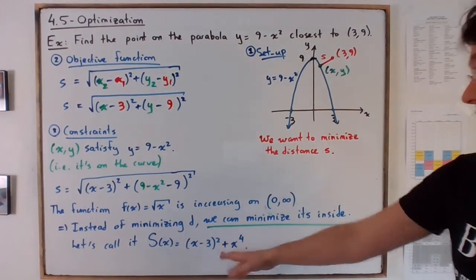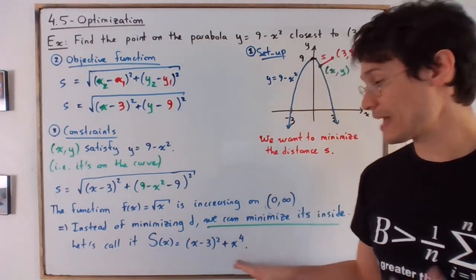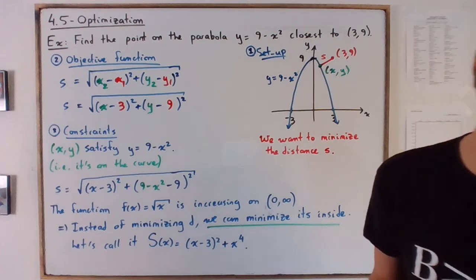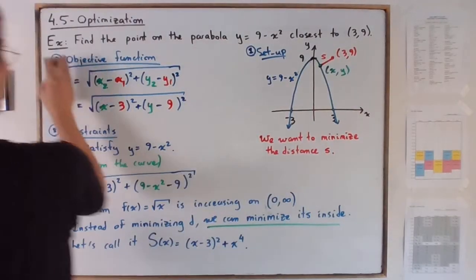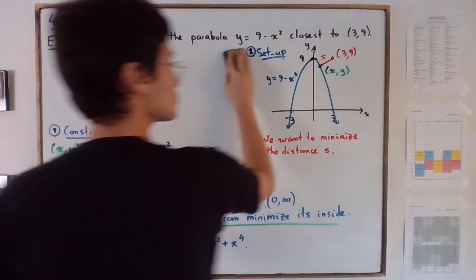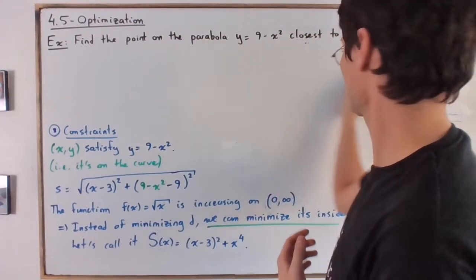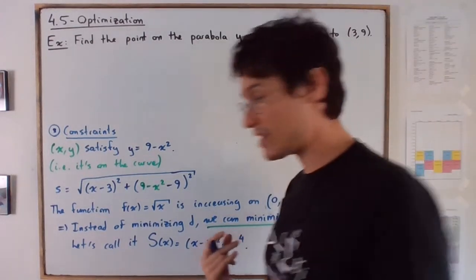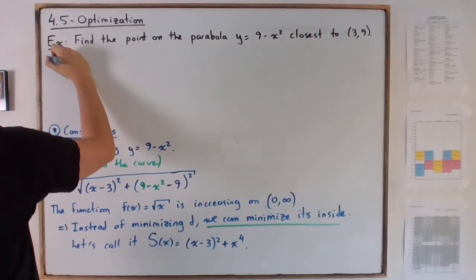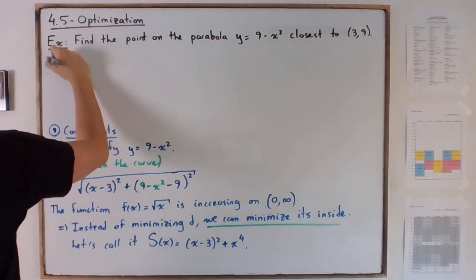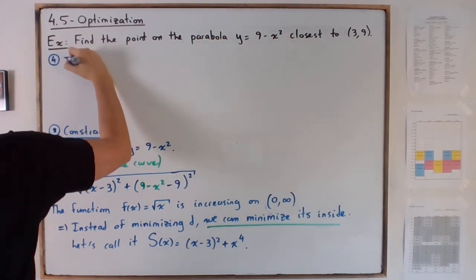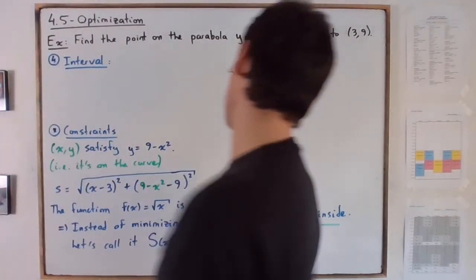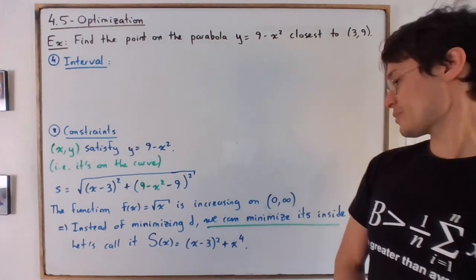All right. Now that we have this function of only one variable, we can erase everything here. Let's do it. The step number 4 is to determine in which interval we are minimizing. Okay, so number 4, interval. Okay, so I unfortunately erased the drawing.